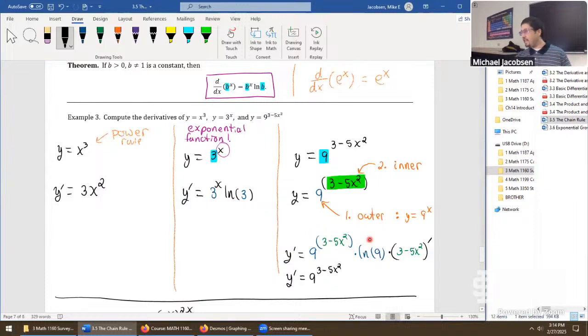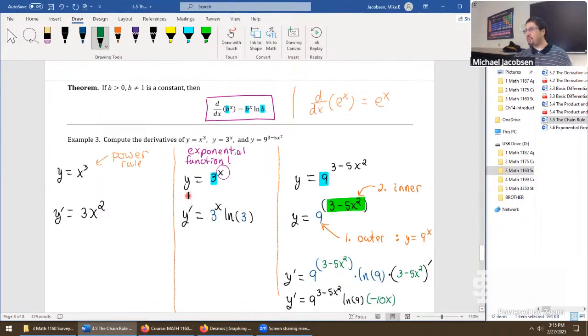Then we have natural log 9. Then we take the derivative of 3 minus 5x squared. That one's not so bad. The 3 here vanishes, being a constant. And this portion will just become a negative 10x.